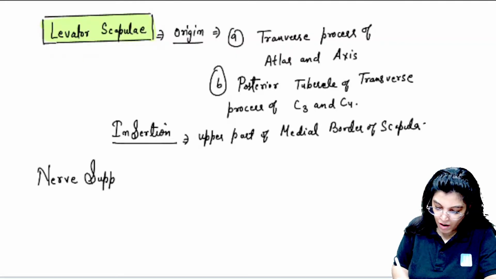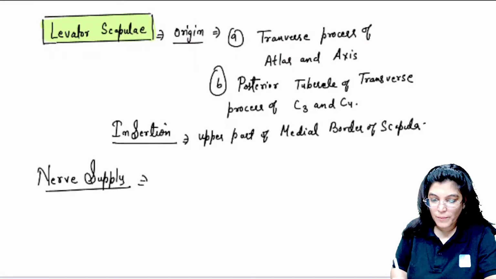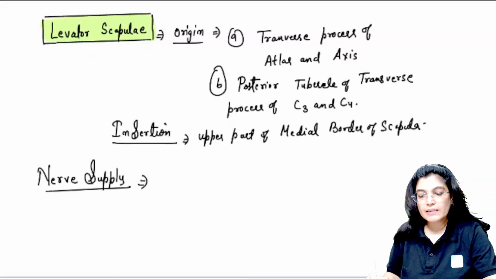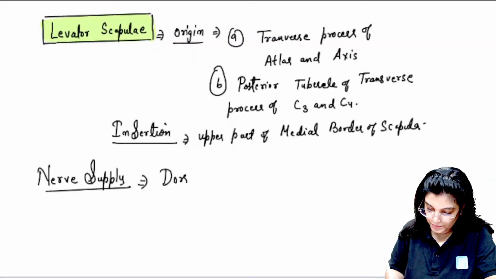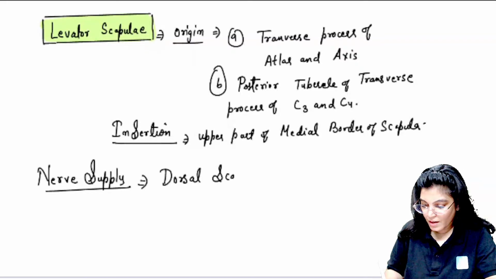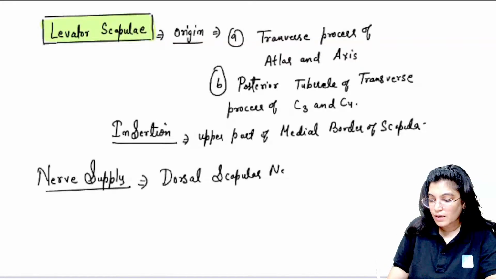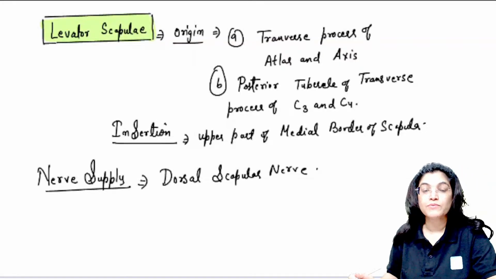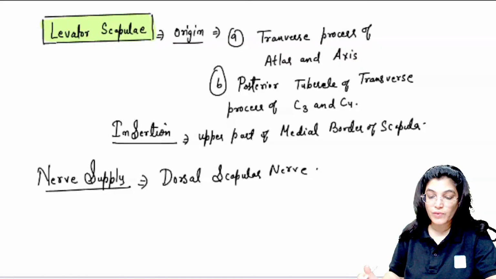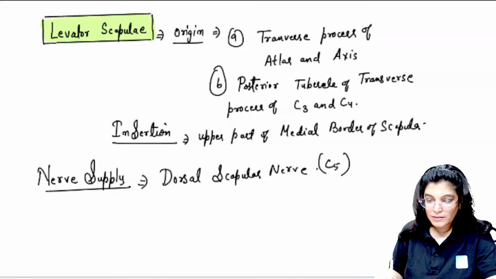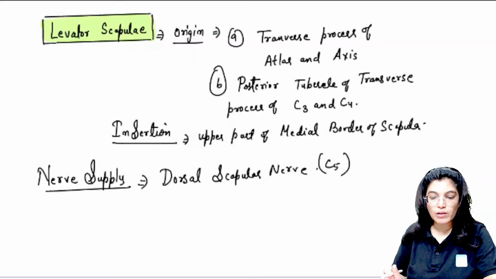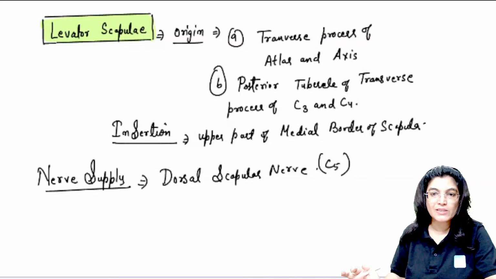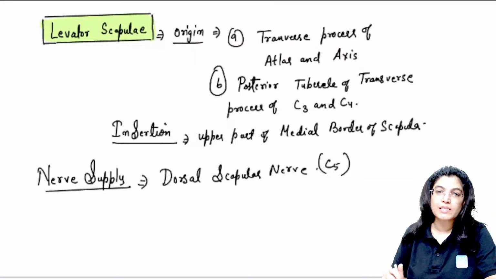Nerve supply of levator scapulae muscle is exactly innervated by the dorsal scapular nerve. Which nerve? Dorsal scapular nerve. In the class of brachial plexus, I told you dorsal scapular nerve has the root value of C5. It also receives direct branches from C3 and C4, but the major supply is the dorsal scapular nerve.